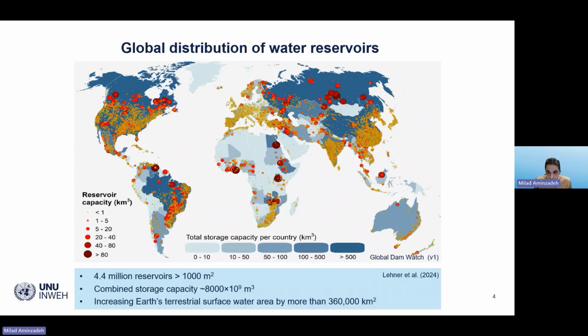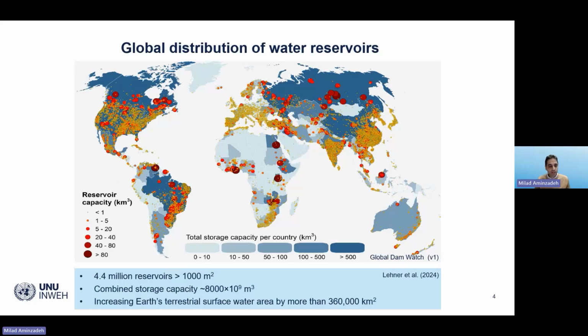According to Lehner et al., published in 2024, we have around 4.4 million human-made reservoirs, larger than 1,000 square meters. Altogether, they are providing a storage capacity of around 8,000 billion cubic meters of water. Think about this number. This is around 4% of global lake storage volume.